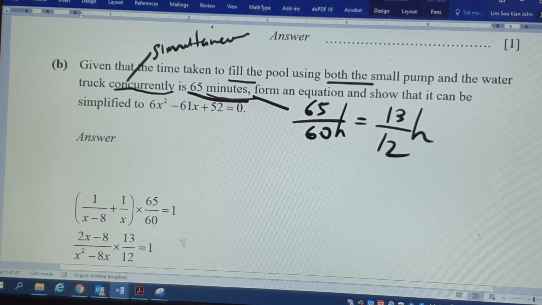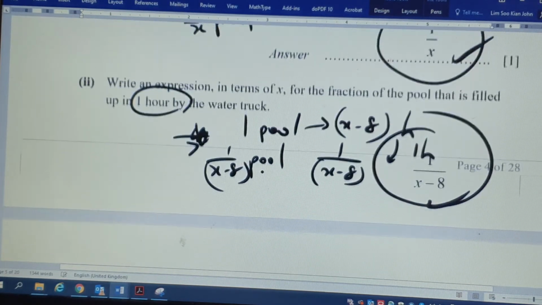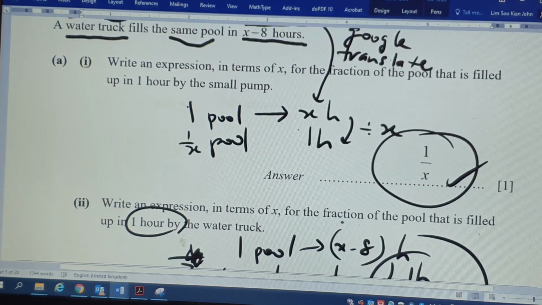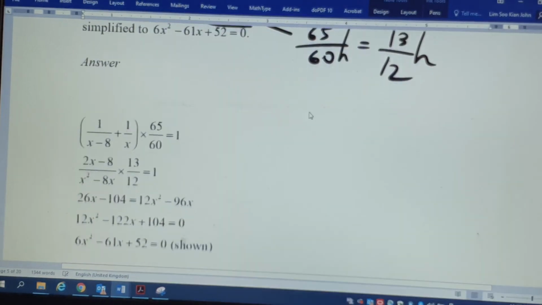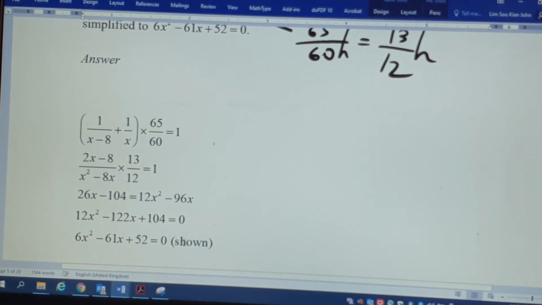Okay, now next, how do you continue? You will see that this is the time, the fraction of the pool that's filled. So don't you agree that 1 over x minus 8 plus 1 over x is equal to this? Actually, it's like that. You see whether you understand or not.